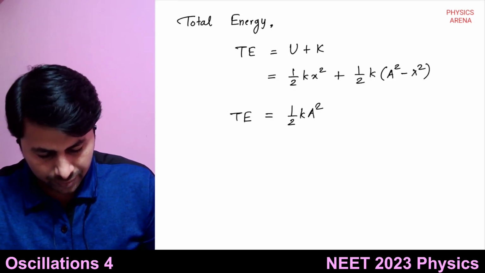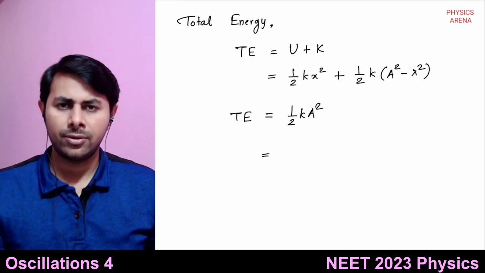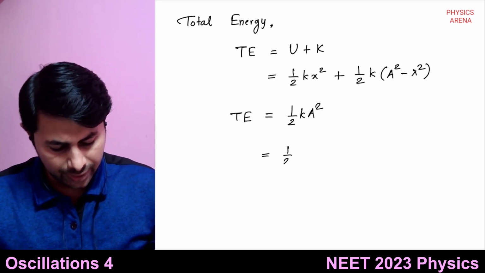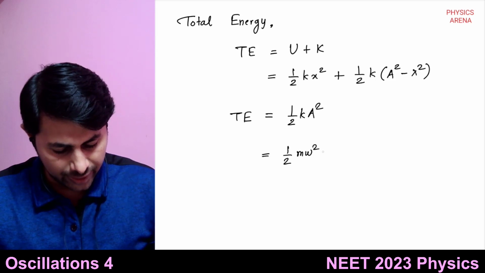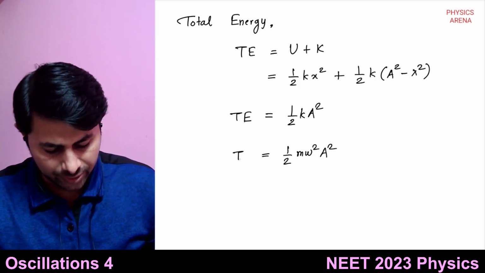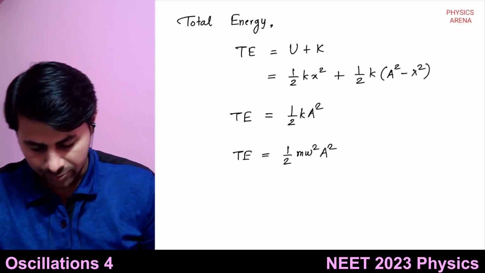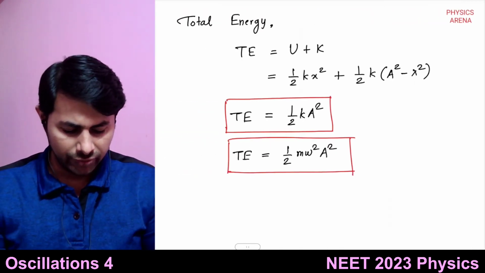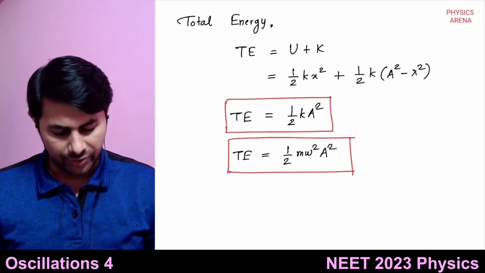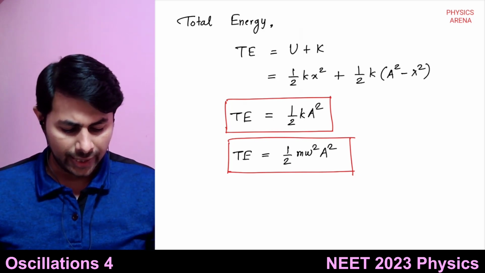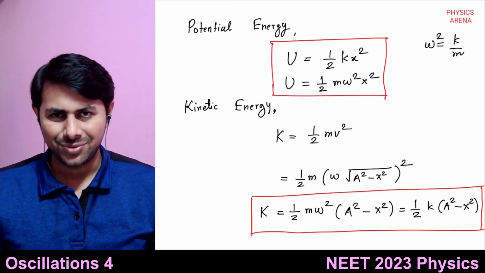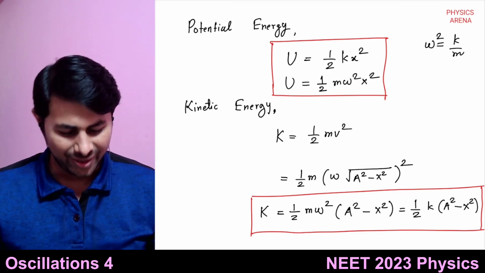Then we can substitute k equals m omega square. So we get half of m omega square a square. This is the total energy, the formula for total energy. After that, we can plot these. Actually, same thing we had done in work, energy and power also. These are the same formulae, right?